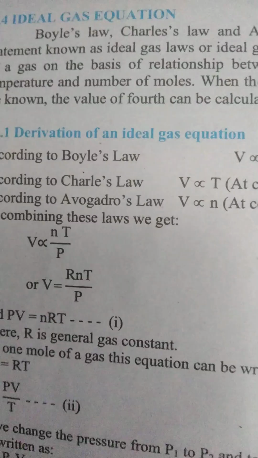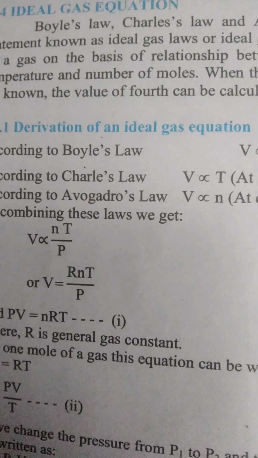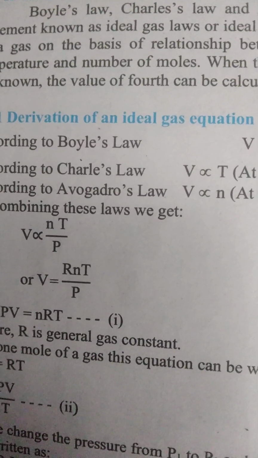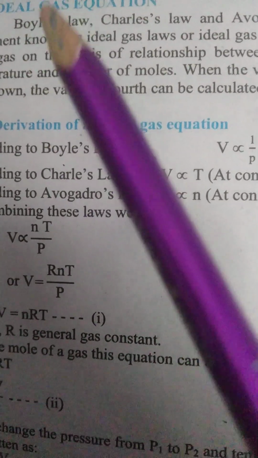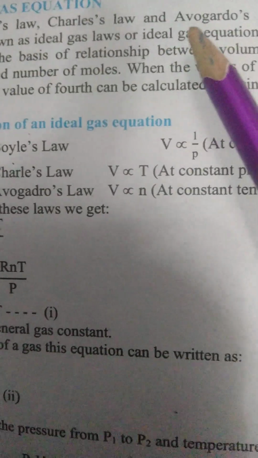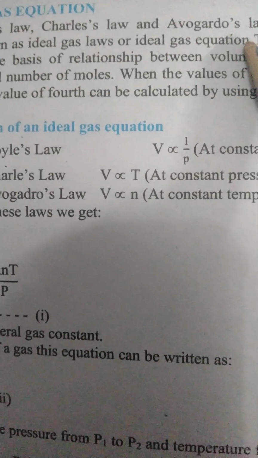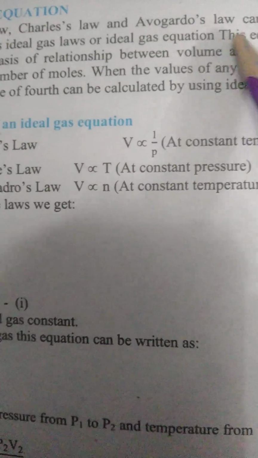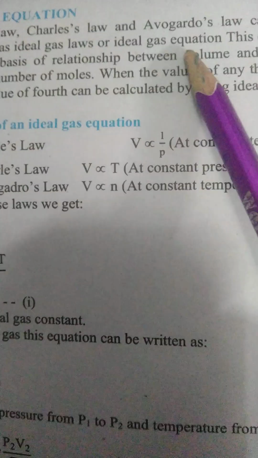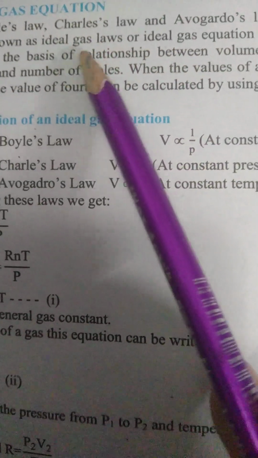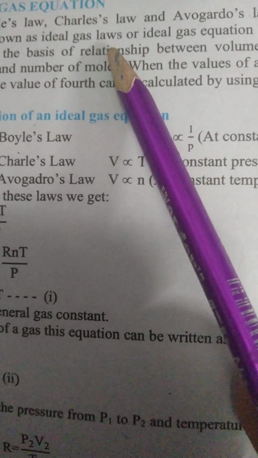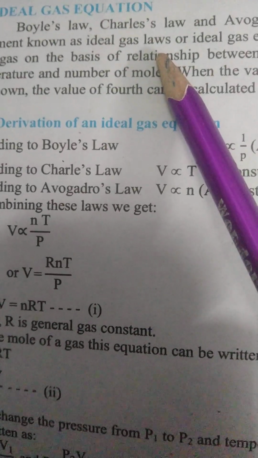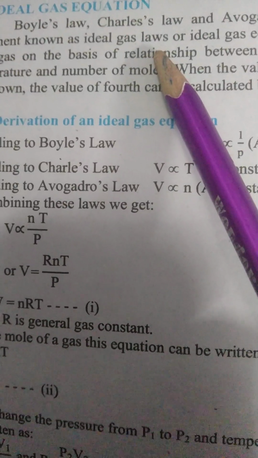What is the ideal gas equation? The ideal gas equation, also known as the ideal gas law, is the combination of laws like Boyle's law, Charles's law, and Avogadro's law. All these three laws combine to make one law, which is known as the ideal gas equation, or the ideal gas law. This is one of the important laws in chemistry.